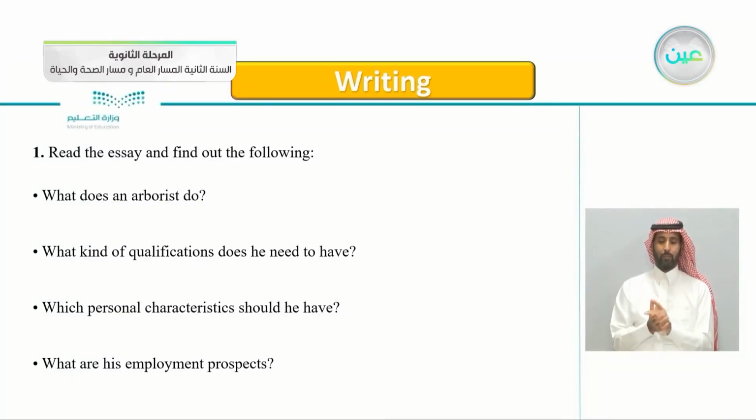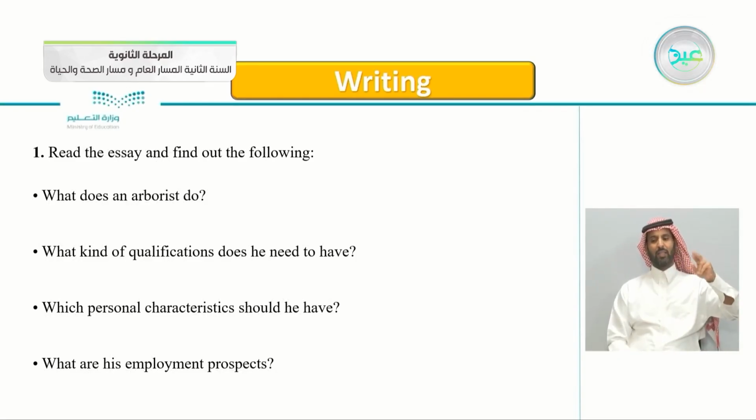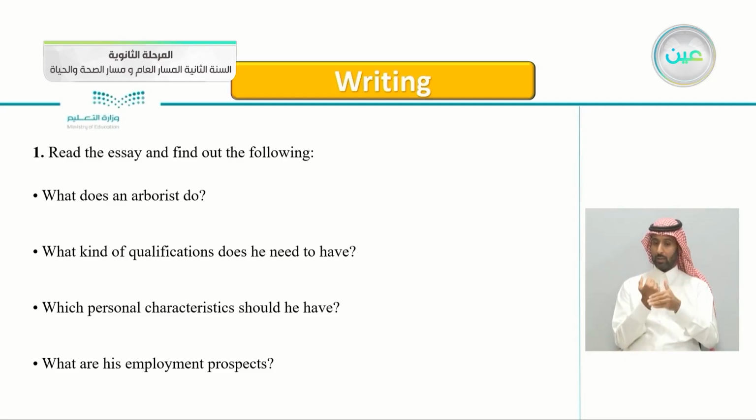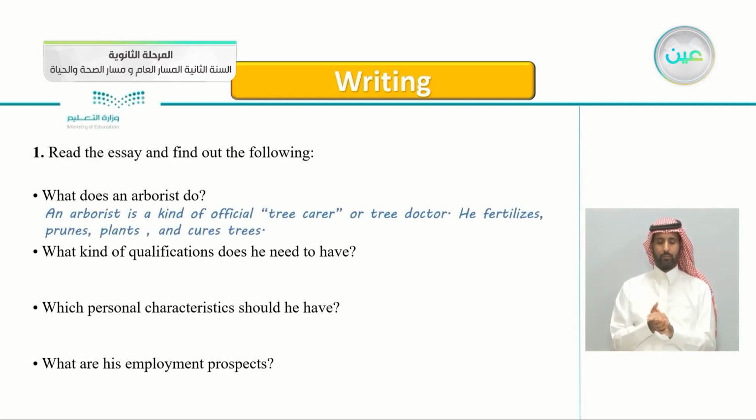So let's answer the questions again. What does an arborist do? This is an easy question, of course. An arborist is a kind of official tree carer or tree doctor. He fertilizes, prunes, plants, and cures the trees. So again, an arborist is a kind of official tree carer or the doctor for trees. He fertilizes, prunes, plants, and cures the trees.